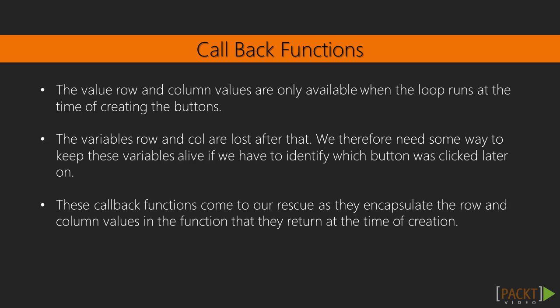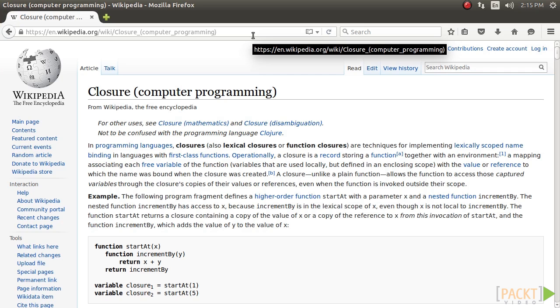Why did we need to do this? We had to do this because each button is identified by its unique row and column-based indexes. The row and column values are only available when the loop runs at the time of creating the buttons. The variables row and column are lost after that. We therefore need some way to keep these variables alive if we have to identify which button was clicked later on. These callback functions come to our rescue as they encapsulate the row and column values in the function that they return at the time of creation. You can find more information about function closures at this site.